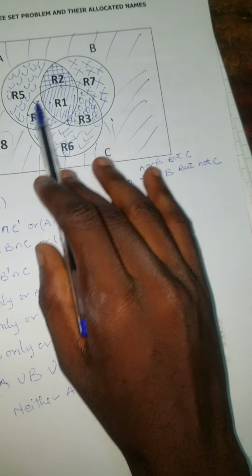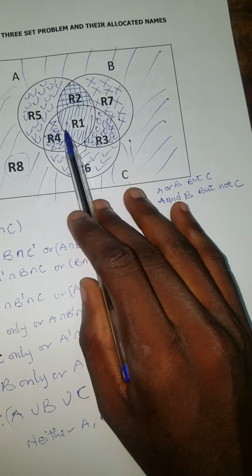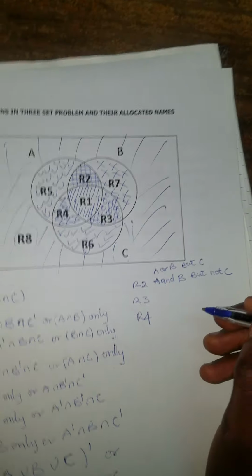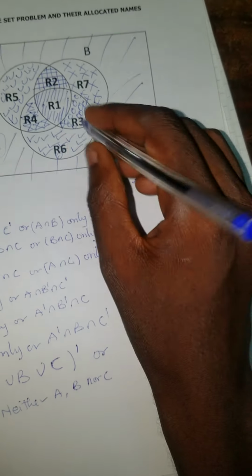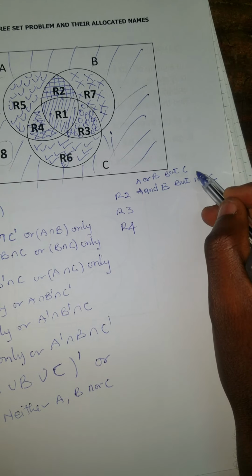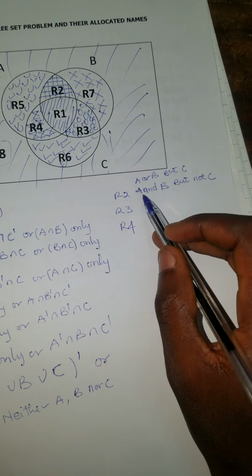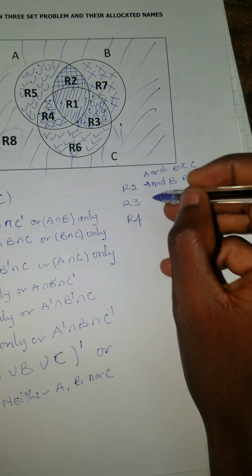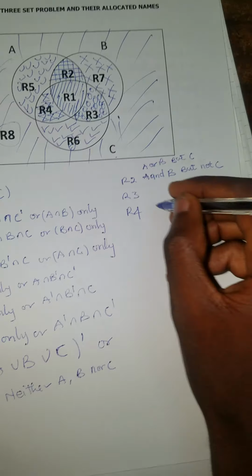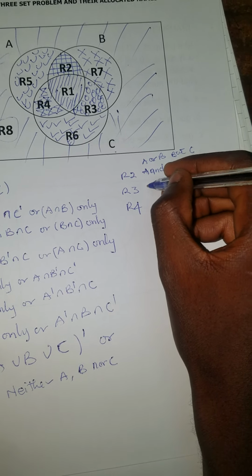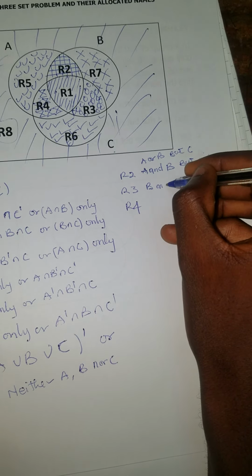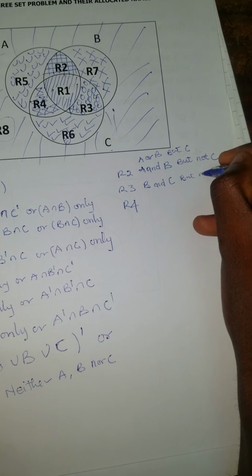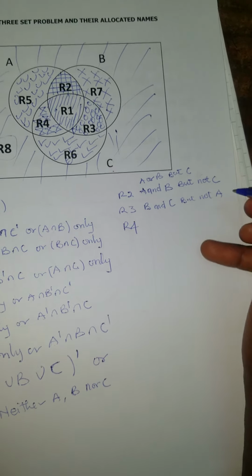It means that if you take C away, what is left? So if it is A or B but not C, it is different from A and B but not C. They are two different things. So this region can also be said as B and C but not A.